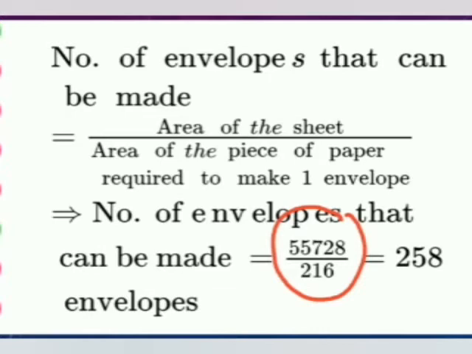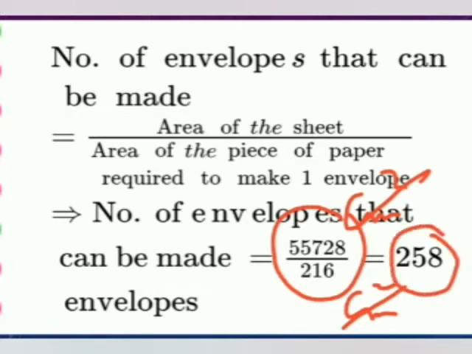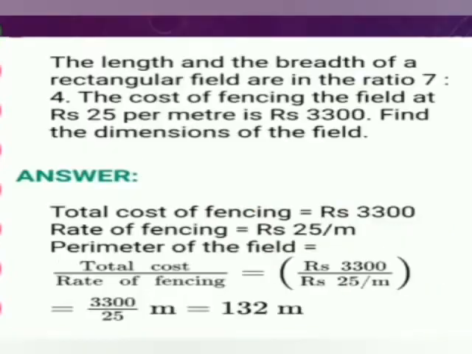So the area of the sheet is 55,728 and the area of the envelope is 216, and their units will cancel each other because here is also centimeter square and here is also centimeter square. So the number of envelopes will be equal to 258. That means 258 envelopes can be made using the entire sheet. So this way we have done this question. Now let's proceed with the next question.